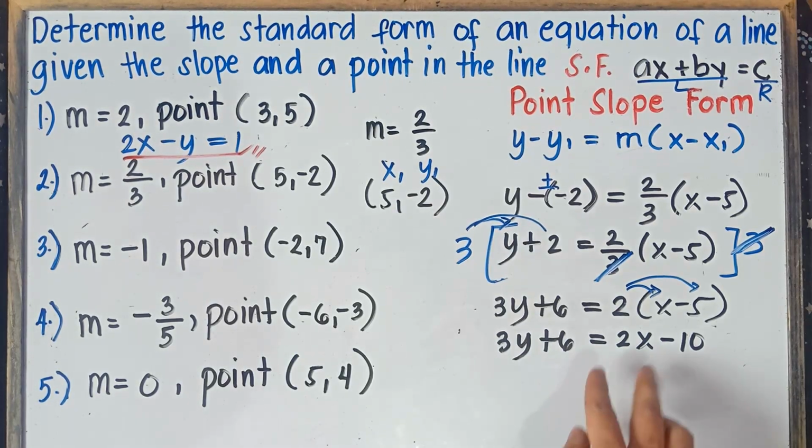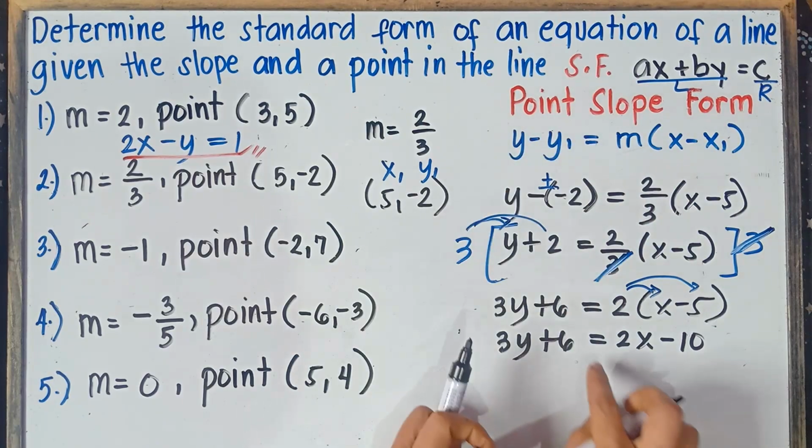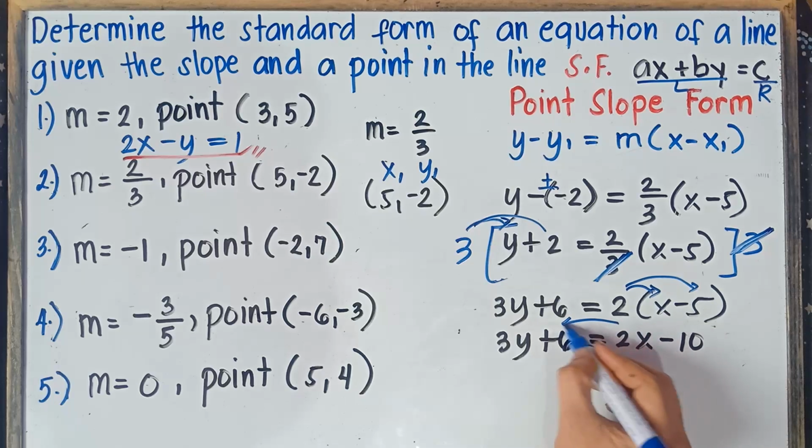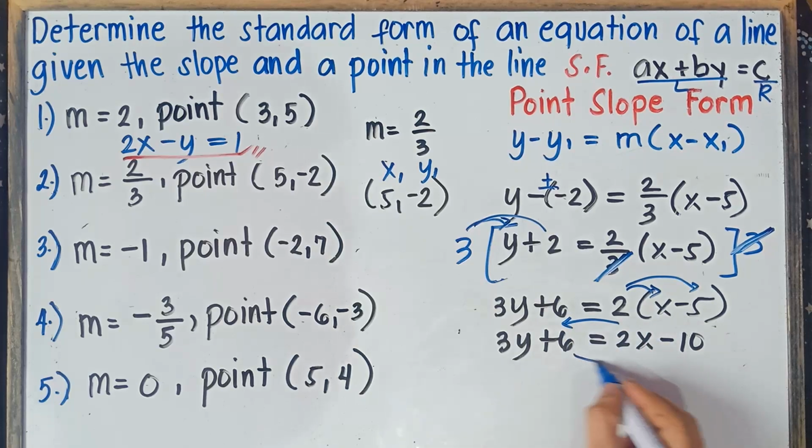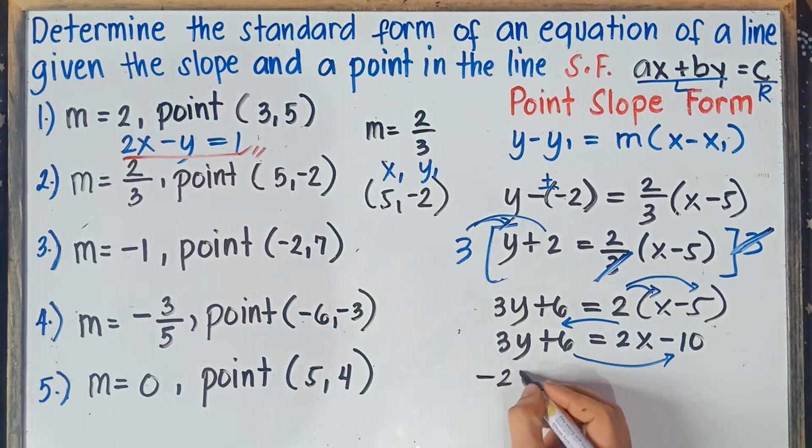Next step, class, is we need to follow this format, standard form. So, we transpose 2x from right to left. Transpose this one from right to left, and then the 6 from left to right. Alright, so this is positive 2x. It will become negative 2x.